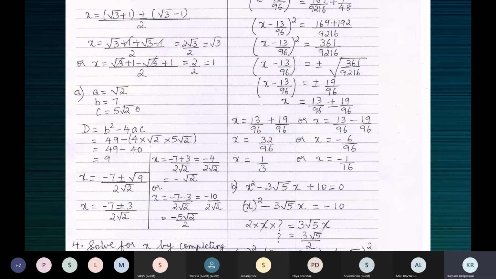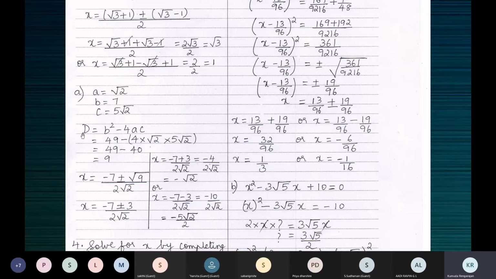So when you're using the quadratic formula to solve a quadratic equation, basically we are given a quadratic equation. We have to solve the equation for x, and we are solving by using the quadratic formula. So first we'll get the values of a, b, and c from the equation. And here we have the values of a, b, and c.